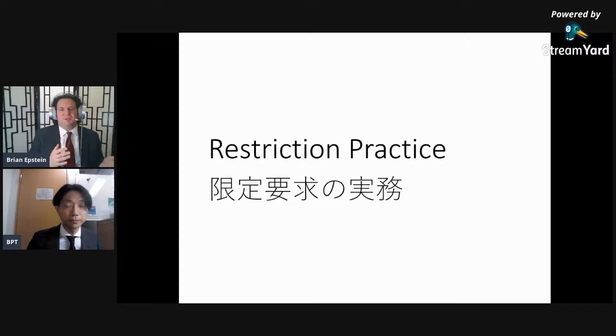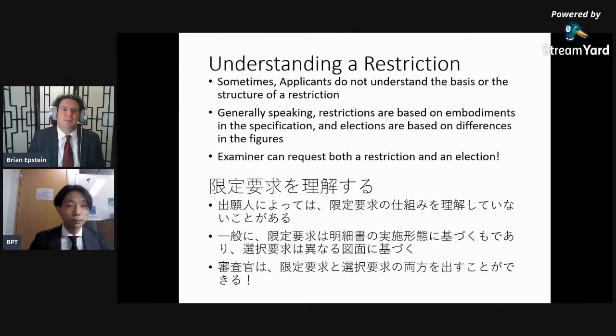To answer your question, let's consider how to respond to a restriction, both in terms of electing and traversing, as well as in considering rejoinder of withdrawn claims. So we begin by trying to understand what a restriction is. And some examiners might complain that sometimes applicants do not understand the basis or the structure of a restriction.